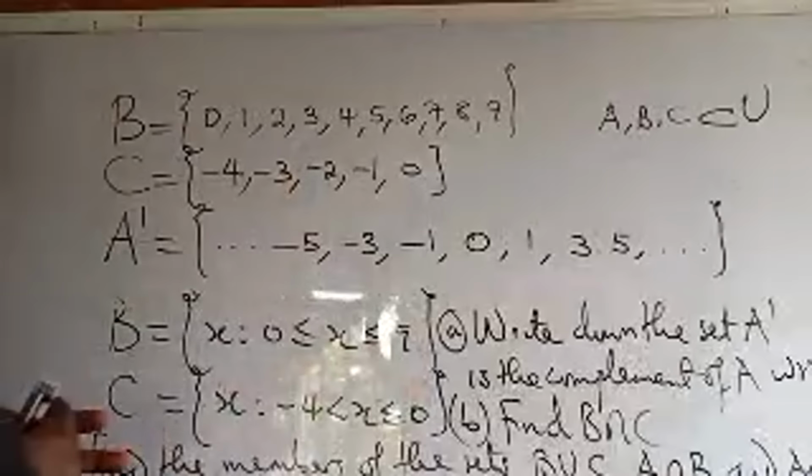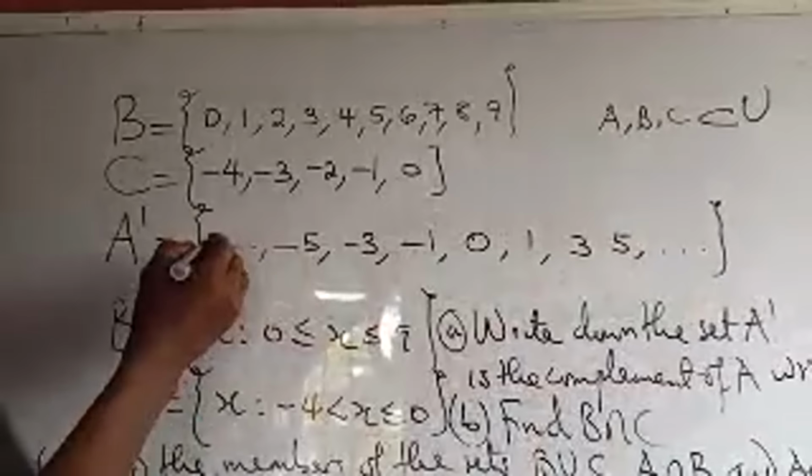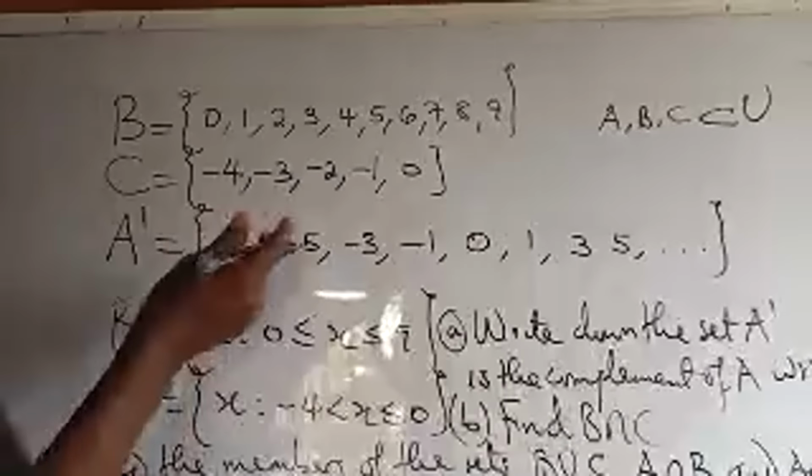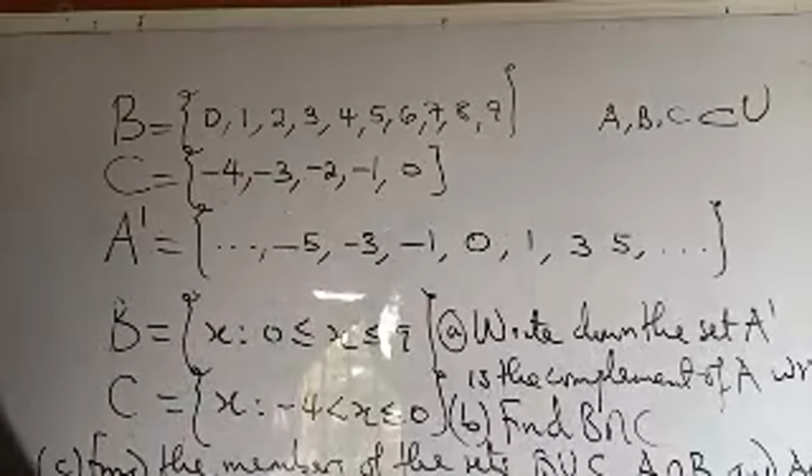Since elements in A are even numbers, A complement will be odd elements, that is, numbers that are not divisible by 2. The list is endless, so you cannot list all of them. You can start with dot, dot, dot, telling us that we have some other negative elements to the left, and end with dot, dot, dot, telling us that we have some other elements to the right. So that is it for the first question.